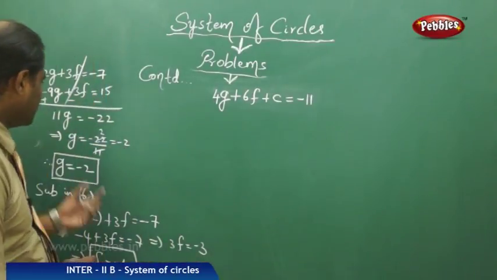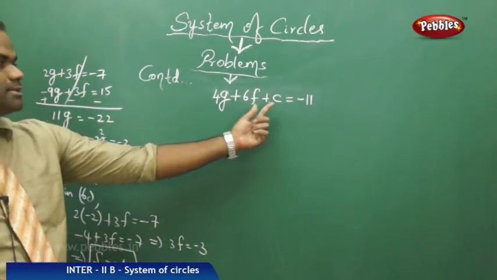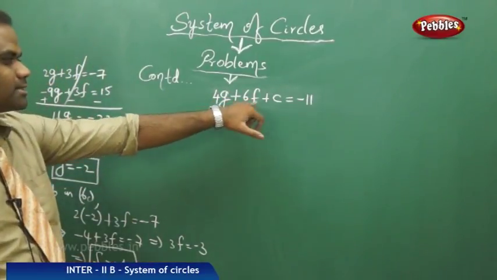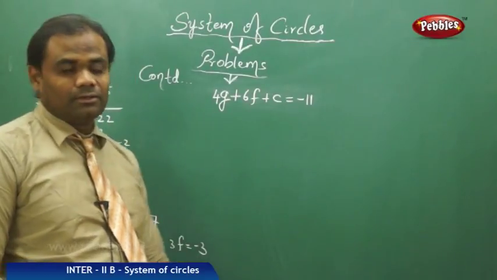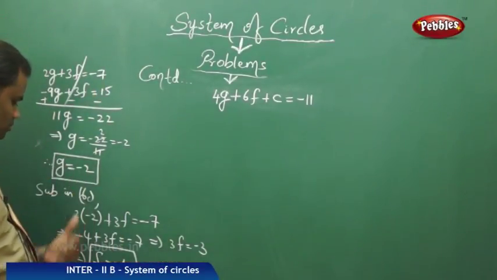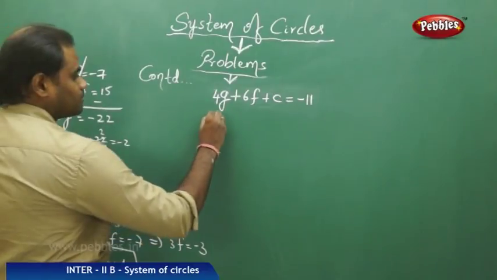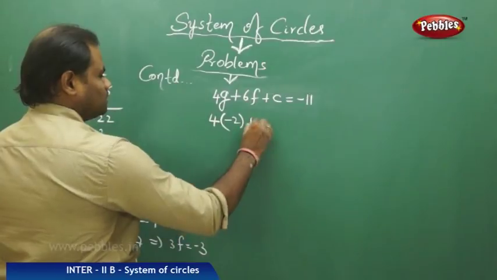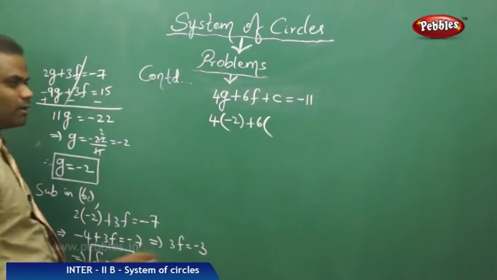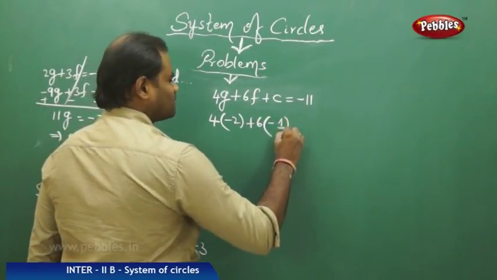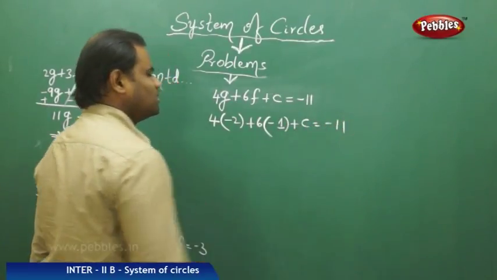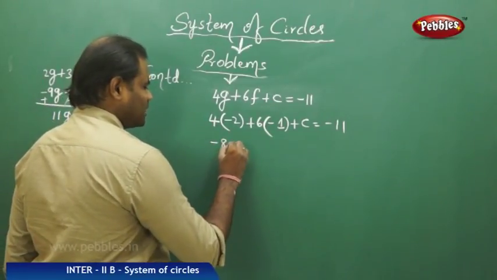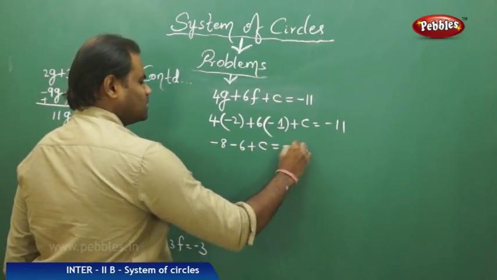Now that I have found the values of G and F, to find C I substitute in one of the equations. So here I have the equation 4G plus 6F plus C equals minus 11, where I substitute G equals minus 2 and F equals minus 1. So 4 times G, which is minus 2, plus 6 times F, which is minus 1, plus C is equal to minus 11. And on simplification this gives minus 8 minus 6 plus C is minus 11.